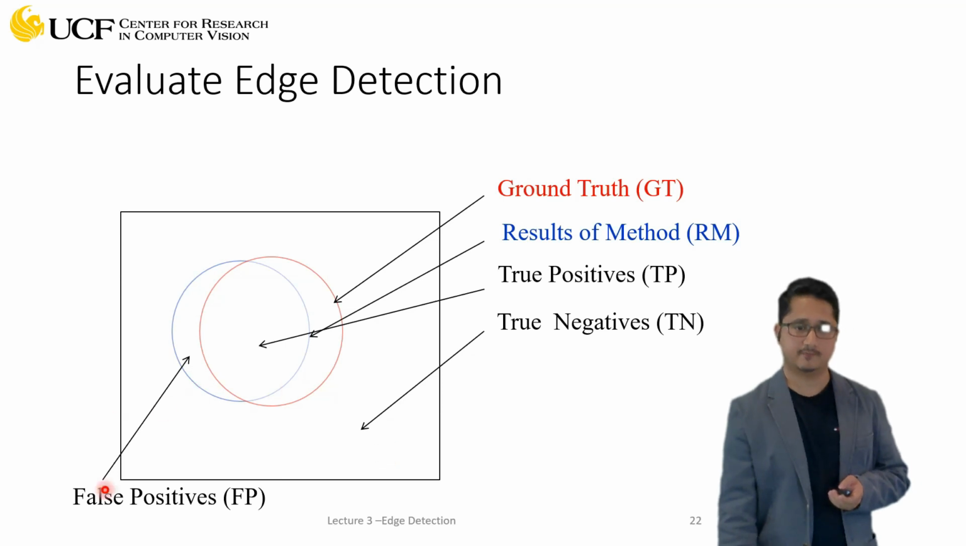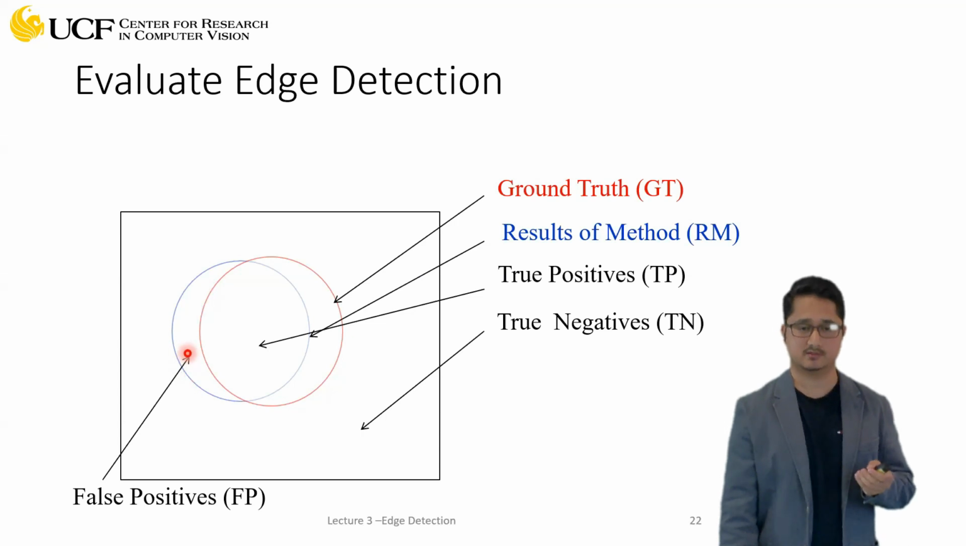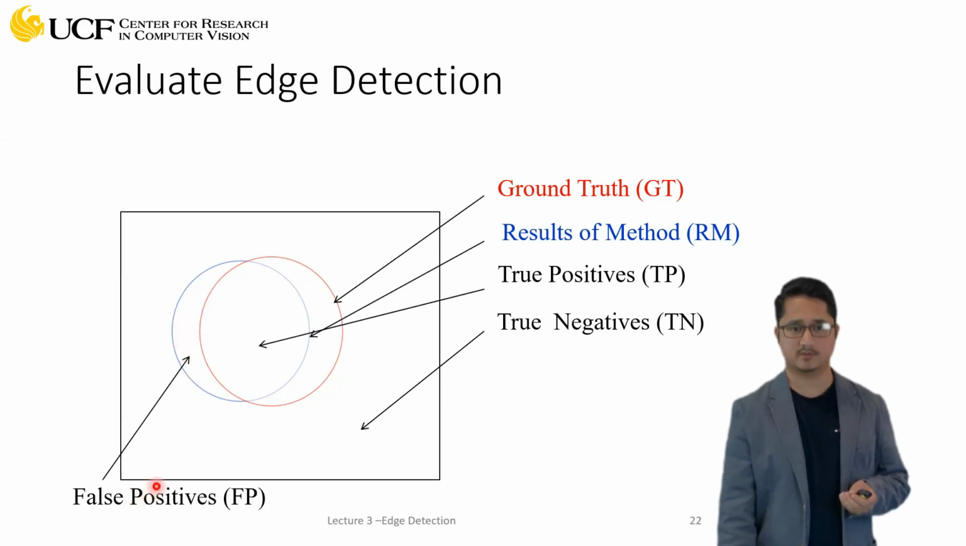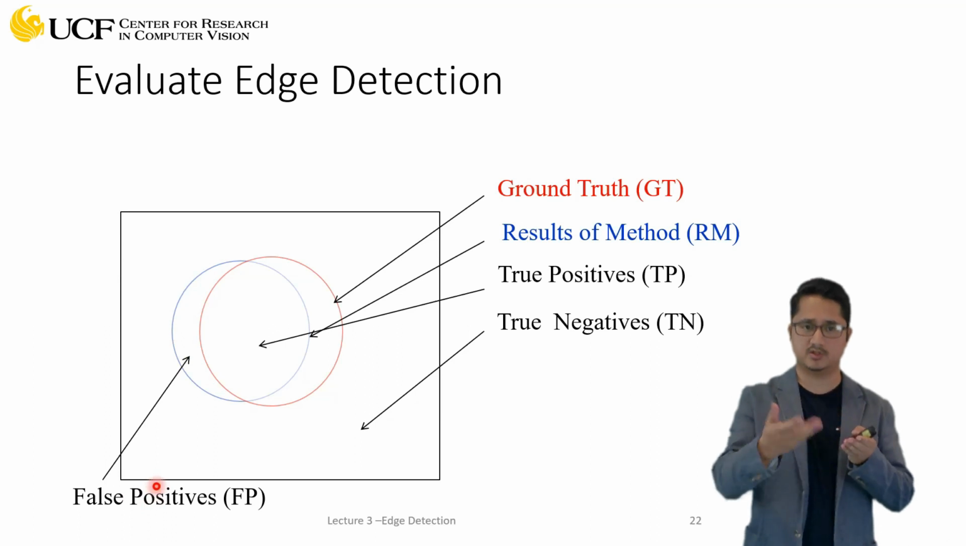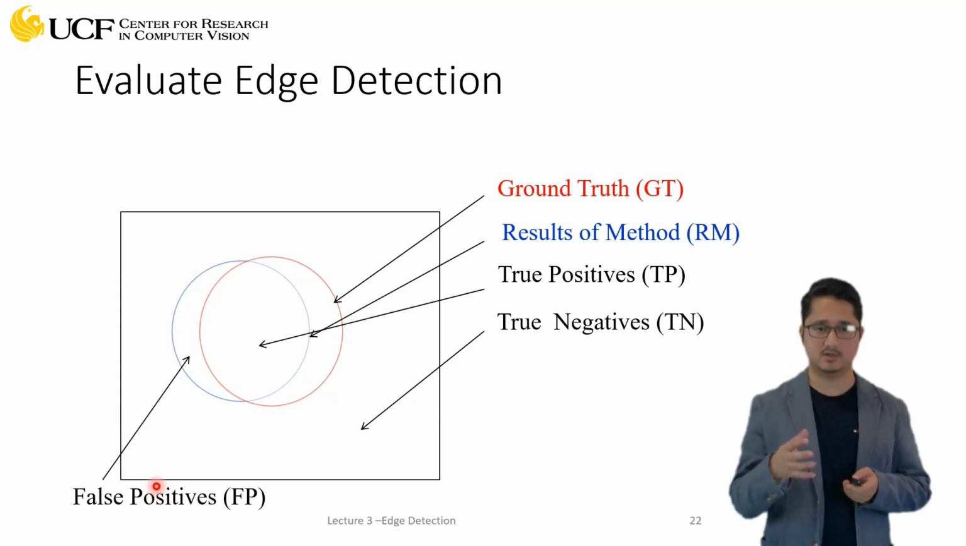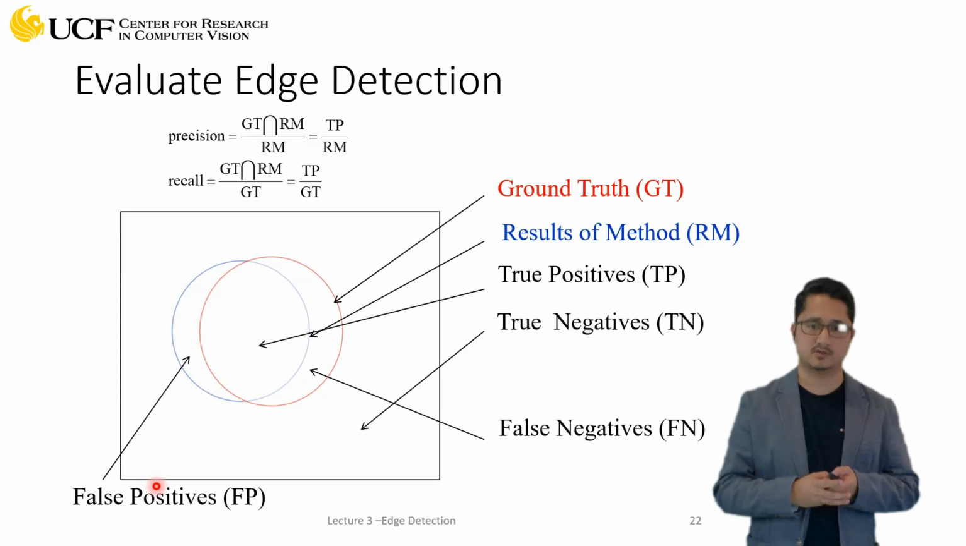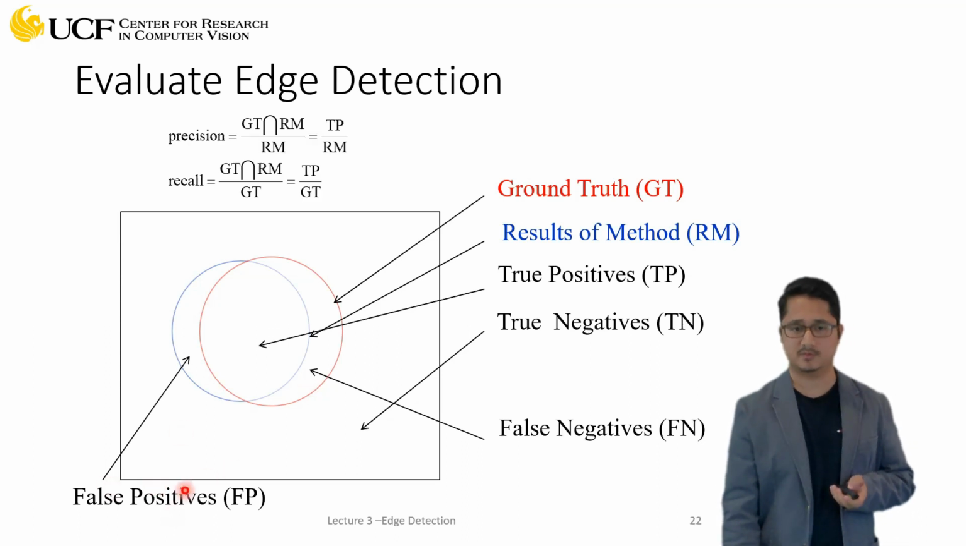Then the next one is false positive. This is the region where our method said these are edges, but these were not actually edges because these are outside the red circle. So we call them false positive because our method is saying these are positive, but actually these are not positive. And the last one is false negative, which is the same scenario as false positive. Our method said these are negative because we don't recognize these as edges, but these were actually edges because these are inside the red circle. So we call these false negatives.